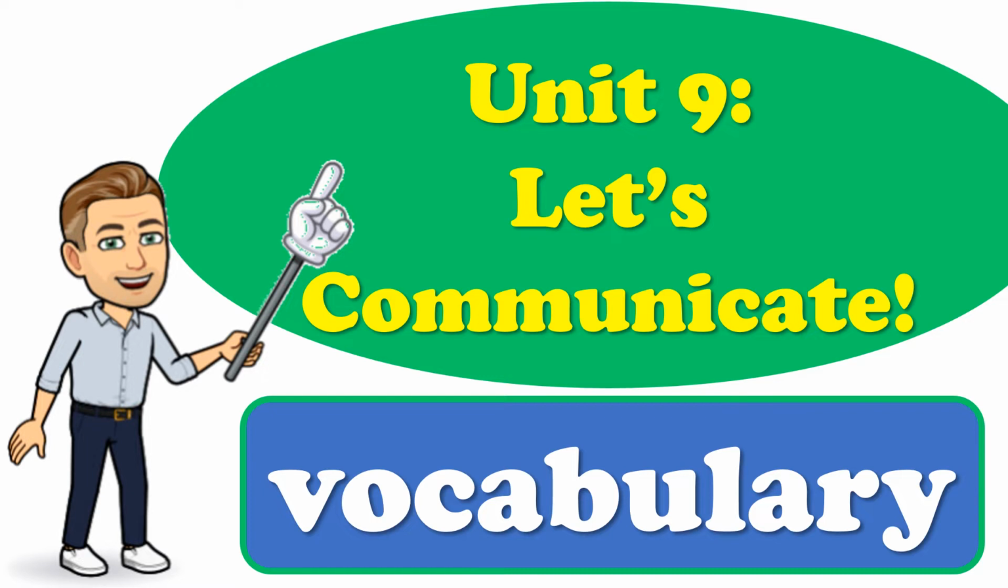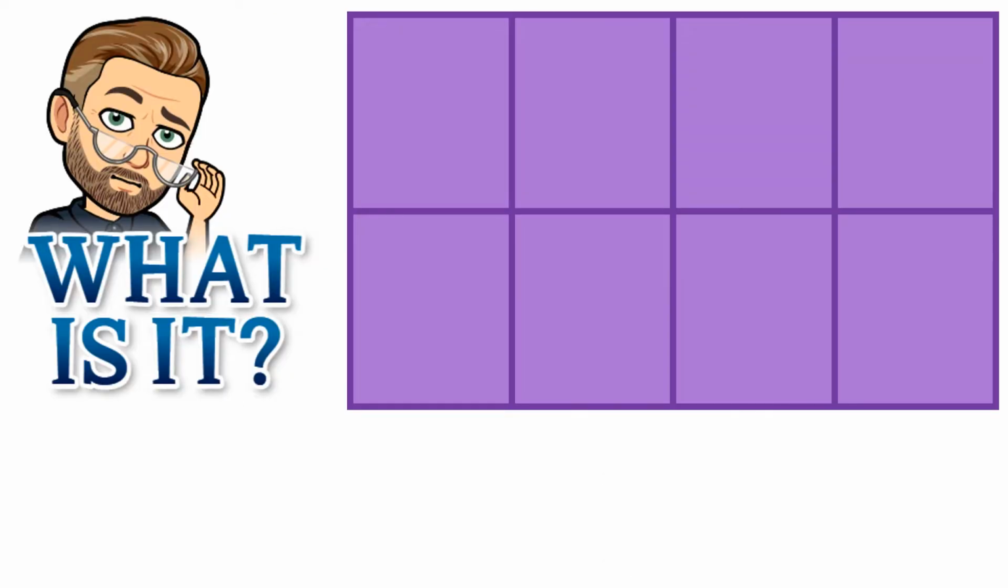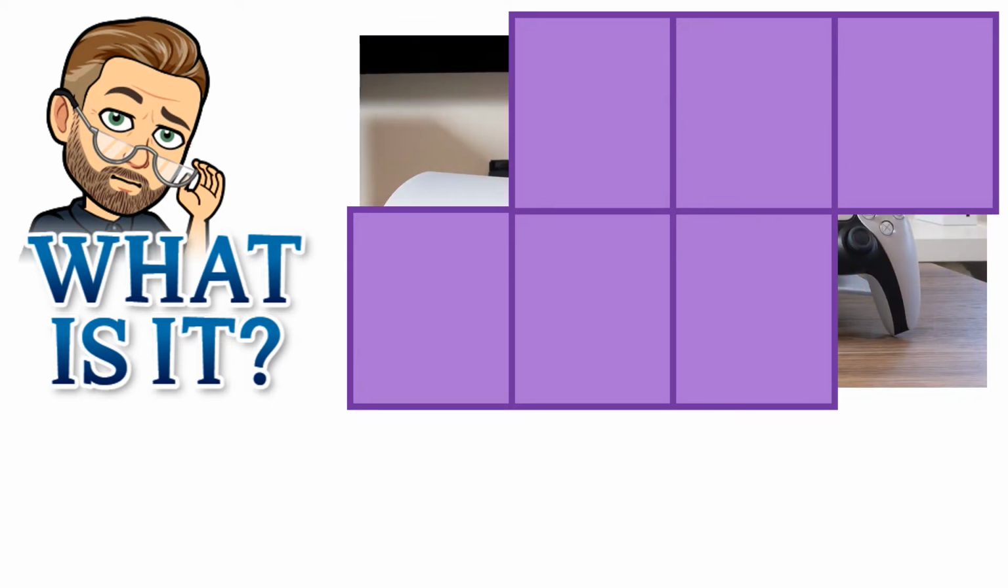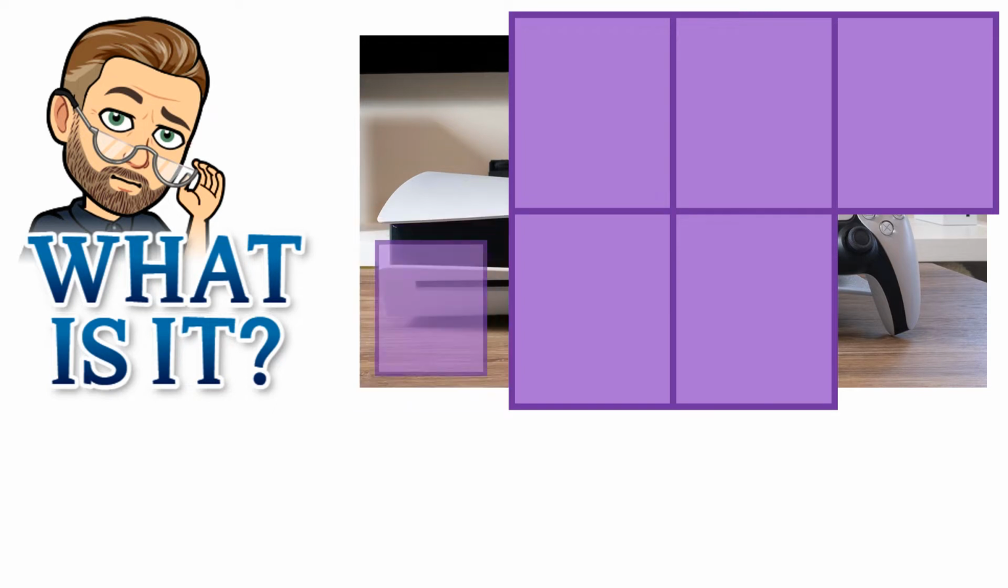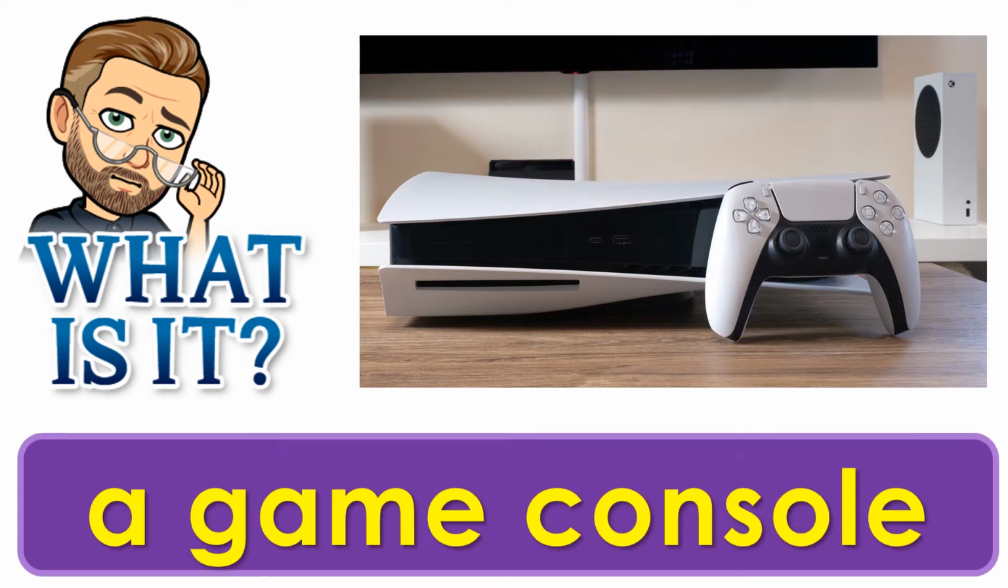First, let's look at the vocabulary in Unit 9, Let's Communicate. And we can start by playing What is it? I'll show you a picture and you have to tell me what it is. Take a look at the first one. What is it? Once you know the answer, say it out loud. What is it? Do you know the answer? It's a game console. Say it after me. A game console.